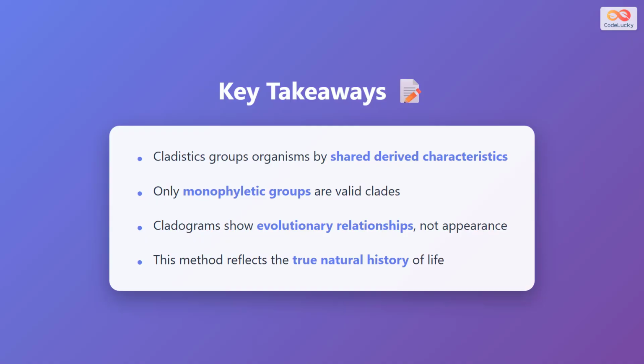Let us review the most important concepts from this presentation. First, cladistics groups organisms by shared derived characteristics, which are traits inherited from a common ancestor. Second, only monophyletic groups, which include an ancestor and all of its descendants, are considered valid clades in this system. Third, cladograms show evolutionary relationships based on when traits evolved, not on overall similarity in appearance. Finally, this method reflects the true natural history of life, providing us with the most accurate picture of how organisms are related through billions of years of evolution. By understanding cladistics, we gain insight into the magnificent story of life on Earth.